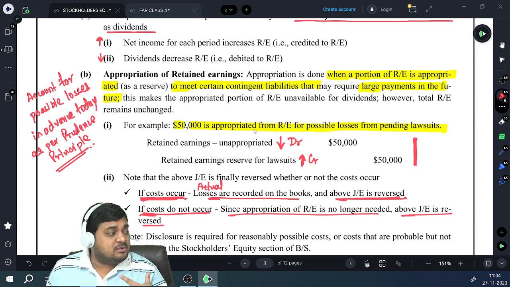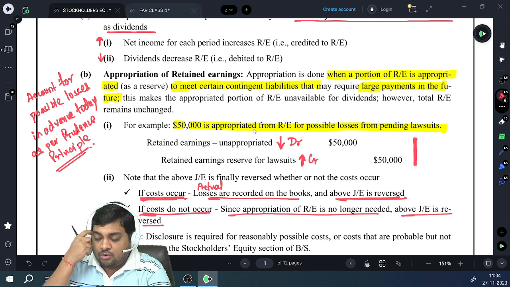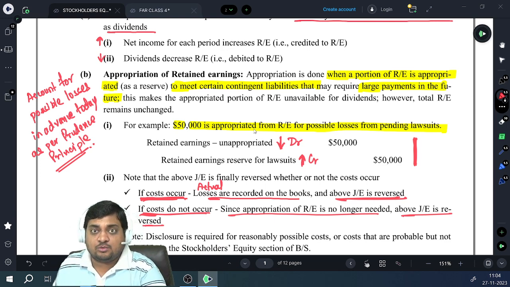And if the liability actually matures, then in that particular case what will happen? I am going to account for that loss separately, right? So this particular reserve entry needs to be reversed, right?